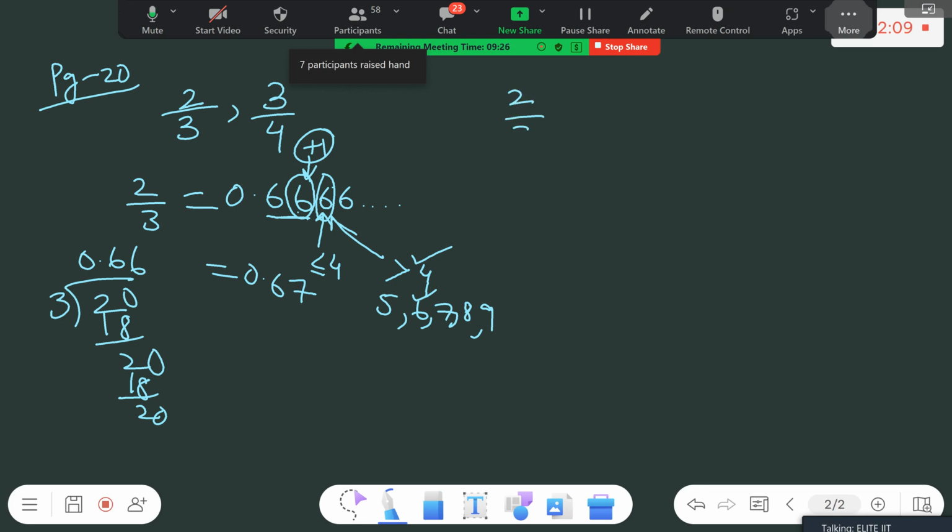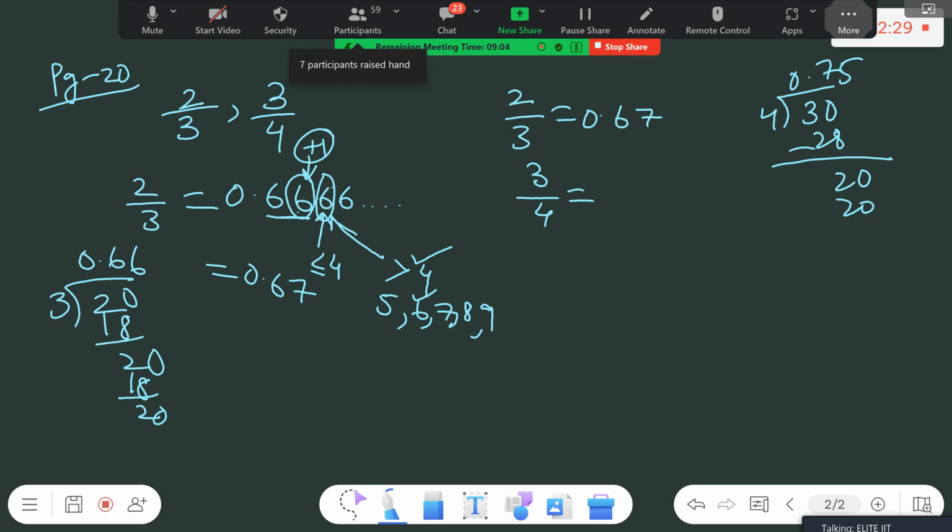So what is our 2 by 3 value? 0.67. And what is 3 by 4? Divide 3 by 4, it is 0.75, isn't it? So which is greater, 0.67 or 0.75?